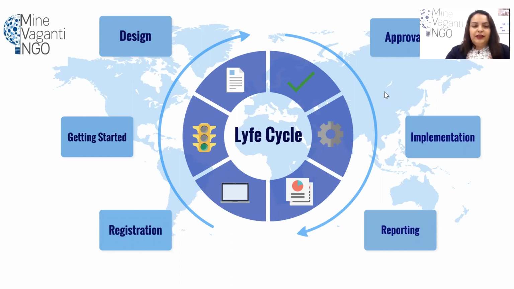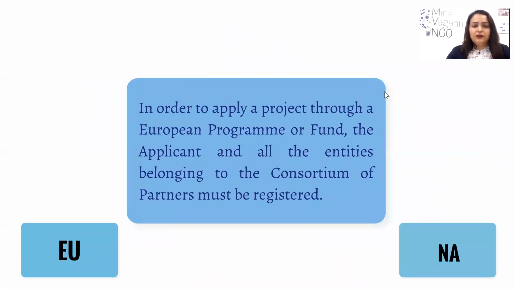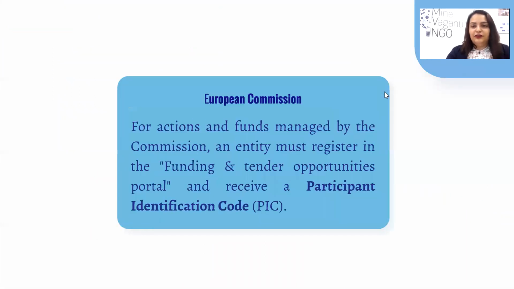First thing first, in order to be able to apply for a project, you should register yourself. Based on the project you would like to apply for, there are different platforms for registration. If you would like to apply for a project that is managed directly by an entity of the European Commission, there is the Funding and Tenders Opportunities portal. You register your entity and then you will receive the Participant Identification Code, so the PIC number.